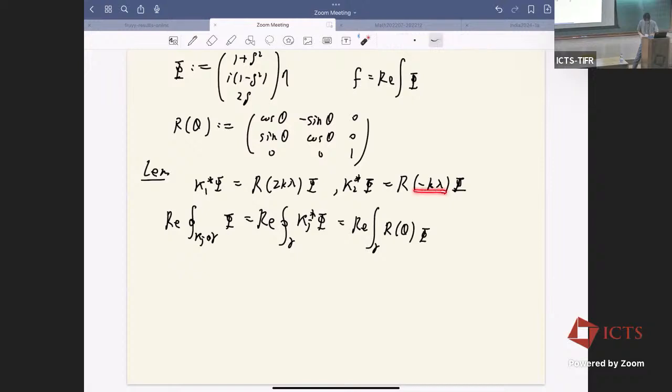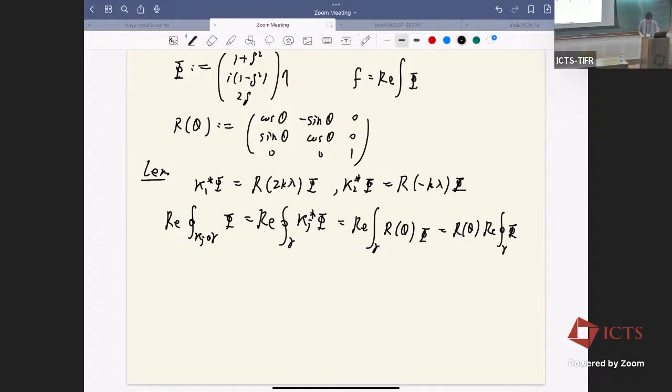Theta is one of these. Then equal to R theta times, so this is real valued, so this can go outside of the integral. Then we have this. So if the period is closed for this curve, then the period is closed for this curve as well.